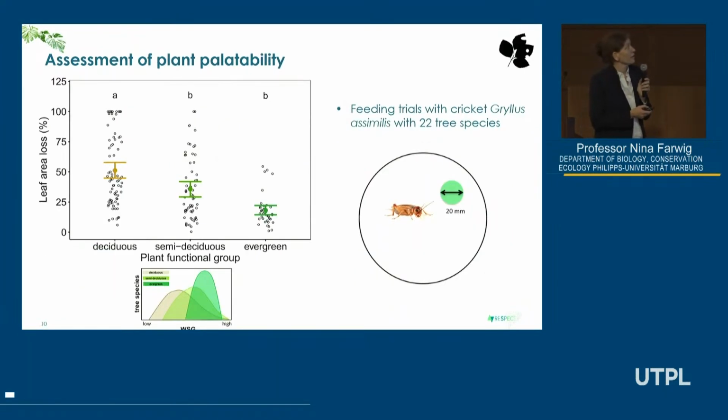And when we look then at the herbivory, or in the first case at the plant palatability, you see here again the three different plant functional types, from deciduous over semi-deciduous to evergreen species. And you see here the leaf area loss that was assessed by feeding trials. We offered leaf discs of 20 centimeter diameter of each of the species to crickets, Gryllus assimilis, of 22 different tree species. And you can see here that we found a decrease in palatability from the deciduous to the evergreen species, which was also expected.